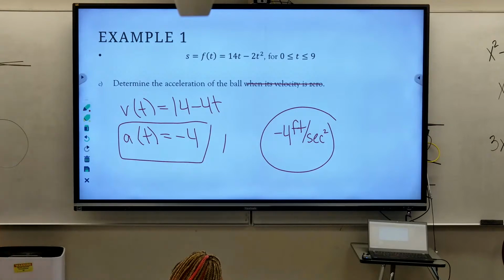In another example, if my acceleration had a t in it, we would have to do some more work. If my acceleration had a t in it, I would first figure out when velocity is 0. That's going to give me some time. And then I would plug that number into my acceleration function. The only reason we didn't do it here is that it doesn't matter. Acceleration is the same no matter what in this example.